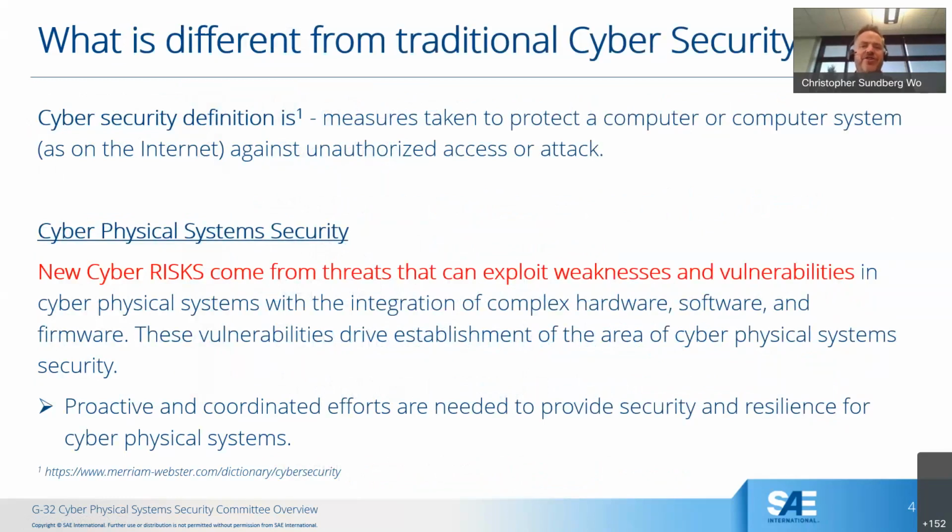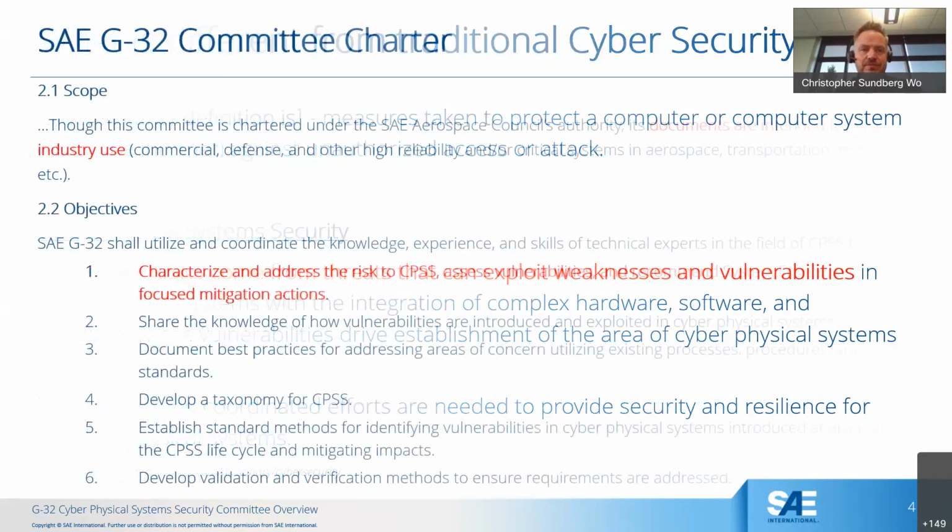So what is different than traditional cybersecurity? As we kind of know, cybersecurity, as we've classically come to recognize it, are measures taken to protect a computer or computer system, as on the internet, against unauthorized attack. Cyber physical system security, however, is about risks that come from threats that can exploit weaknesses and vulnerabilities in cyber physical systems with the integration of complex hardware, software, as well as firmware. These vulnerabilities really drive the establishment of the area of cyber physical system security. Proactive and coordinated efforts are needed to provide security and resilience for cyber physical systems.